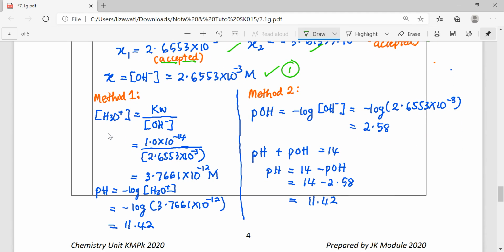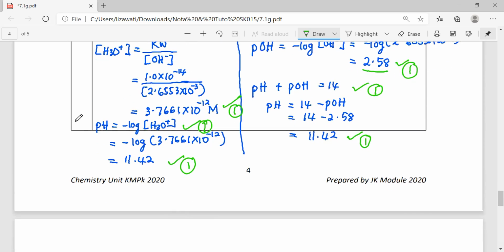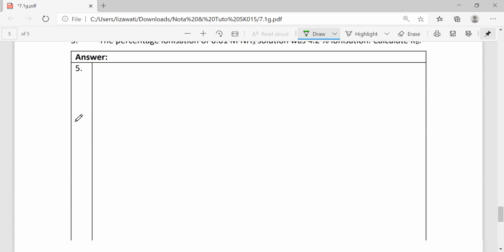So this one, you calculate the concentration of H3O plus, 1 mark. Formula pH, 1 mark, and pH value. So for method 2, you calculate the pOH, 1 mark. Formula pH plus pOH is equal to 14, 1 mark. And the value of pH is another 1 mark. Okay. Alright, next we move to the last question.